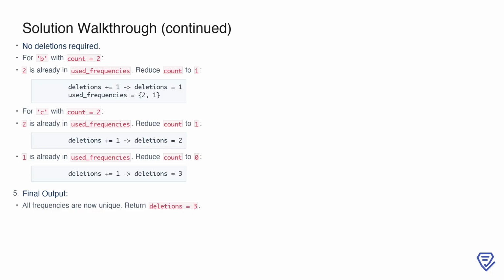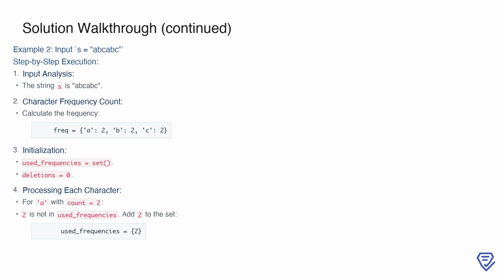For c, which also has a count of 2, we find that 2 is still in used_frequencies, so we reduce its count to 1 and increment deletions by 1 again. However, 1 is also in used_frequencies, so we reduce the count of c to 0 and increment deletions once more. At this point, all frequencies are unique, and we've made 3 deletions in total. We return deletions equals 3 as the final output for this example.